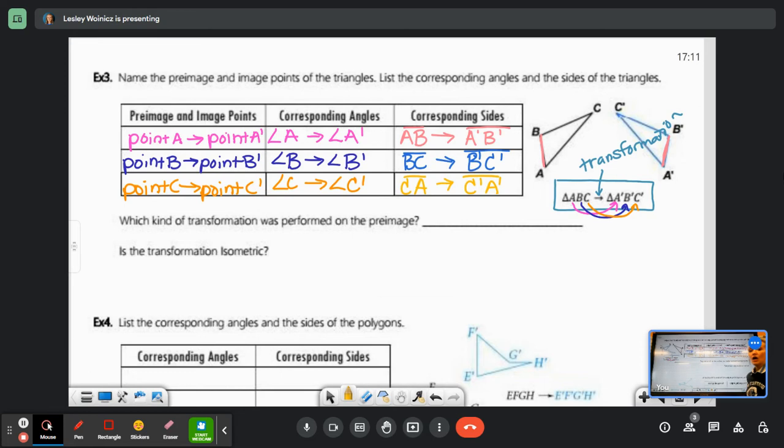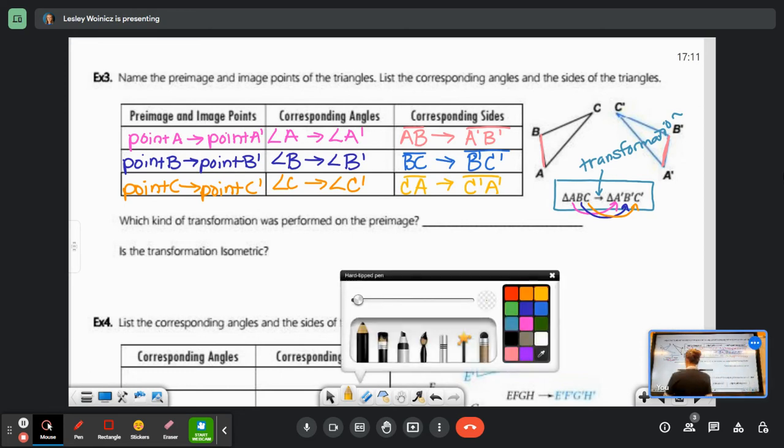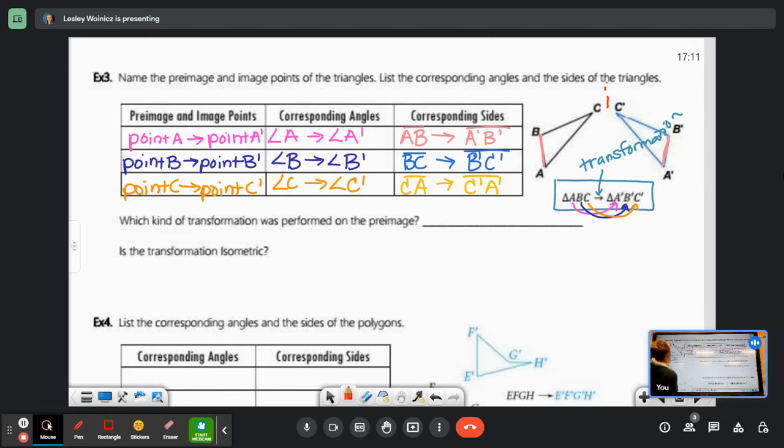It's fine. Okay, so what kind of transformation did we get? Well, speaking of reflections, I see an axis of symmetry right here. C got reflected to C prime, B got reflected to B prime, and A got reflected to A prime. So this is definitely a reflection.